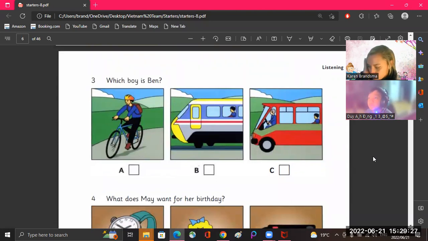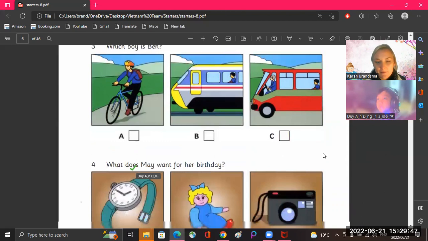Three. Which boy is Ben? Do you go to school on the bus, Ben? No, I don't. Oh, do you go on the train then? No, I ride my bike to school. Good, Doyan. Very nice.